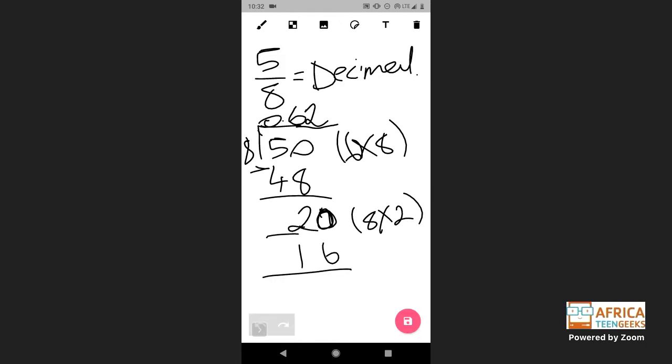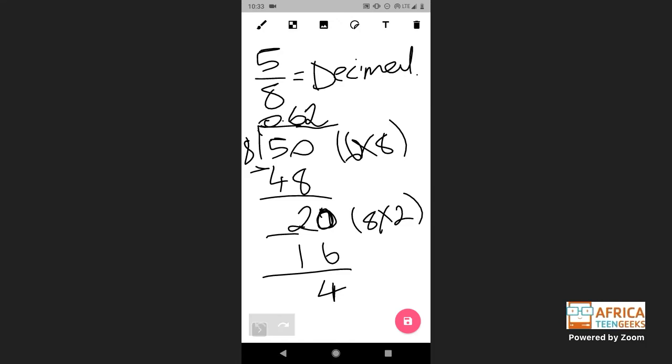And we must subtract, right? 20 minus 16 gives us 4. So now you see that we are not done. 4 is not 0, right? And 4 does not look like 2. It looks like 4, right? So we need to continue again.